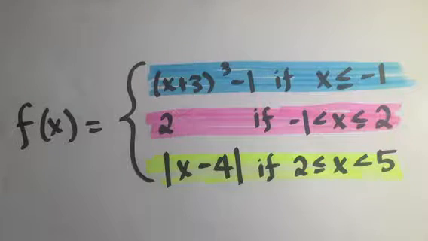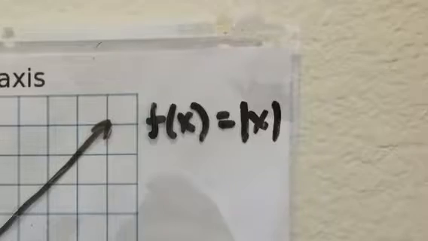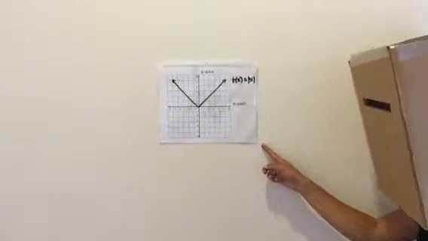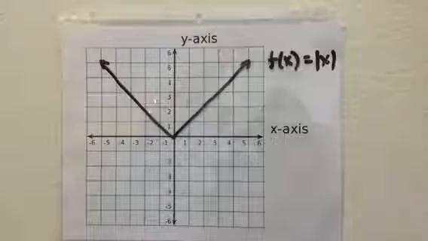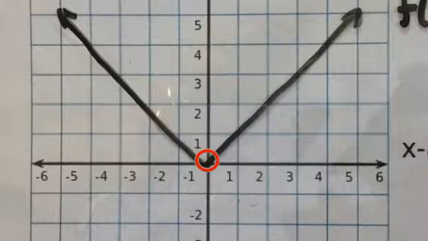The last piece to the function is an absolute value function. The equation for the function is f of x equals the absolute value of x. The domain of this function is all real numbers, and the range is a set of non-negative real numbers. The intercept of the graph is at the origin.